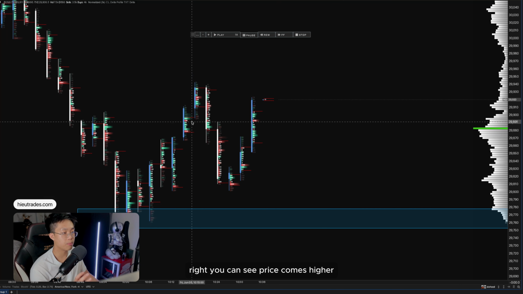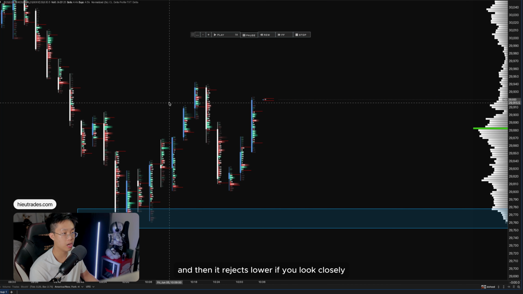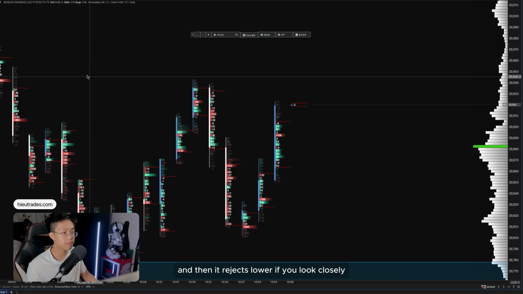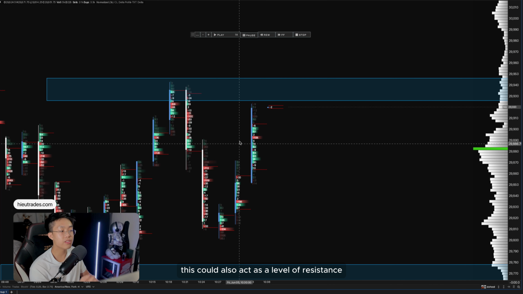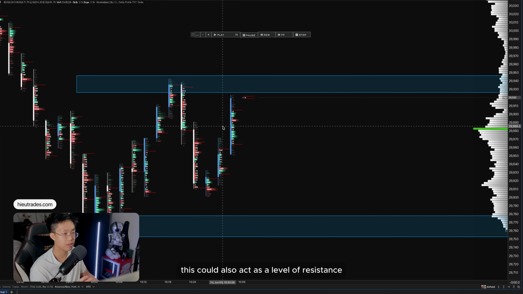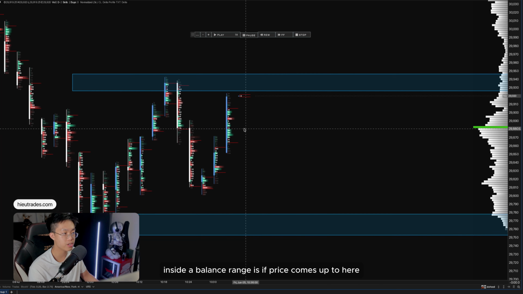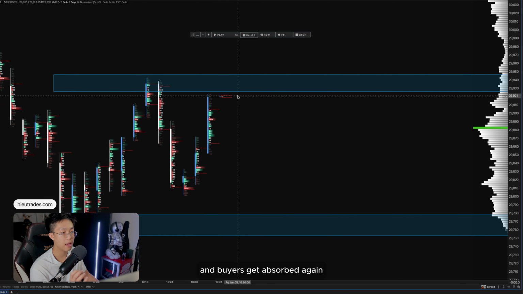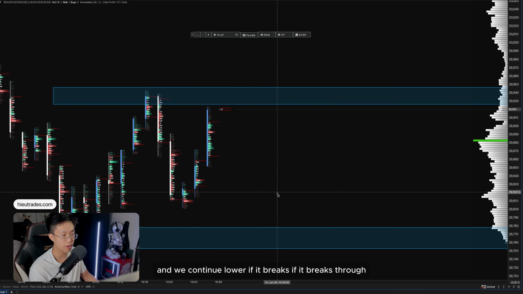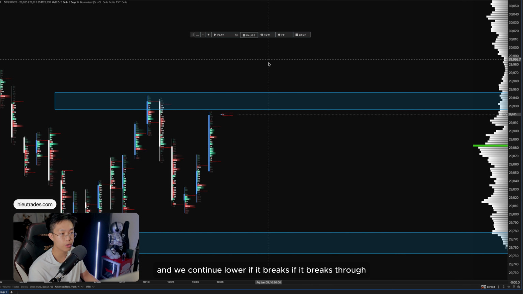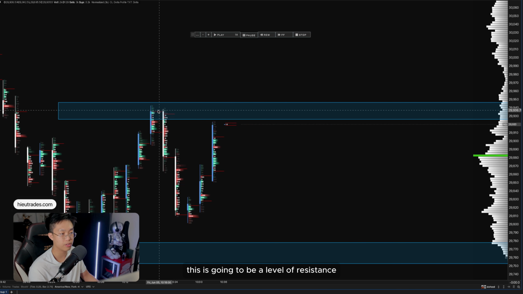Right, you can see price comes higher and then it rejects lower. If you look closely, this could also act as a level of resistance. What confirms this level as a resistance and confirms that we are inside a balanced range is if price comes up to here and buyers get absorbed again and we continue lower. If it breaks through, then it's unlikely that this is going to be a level of resistance.